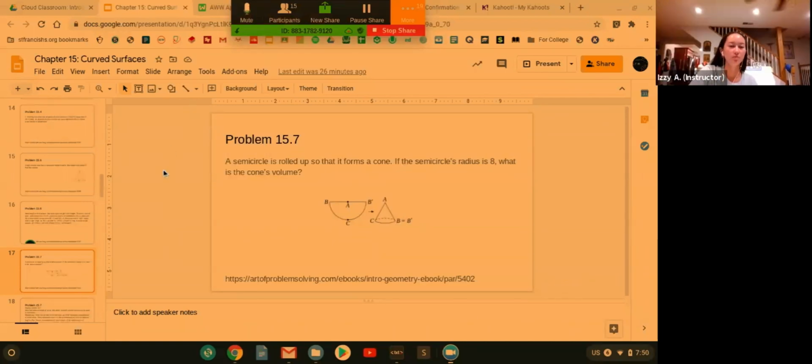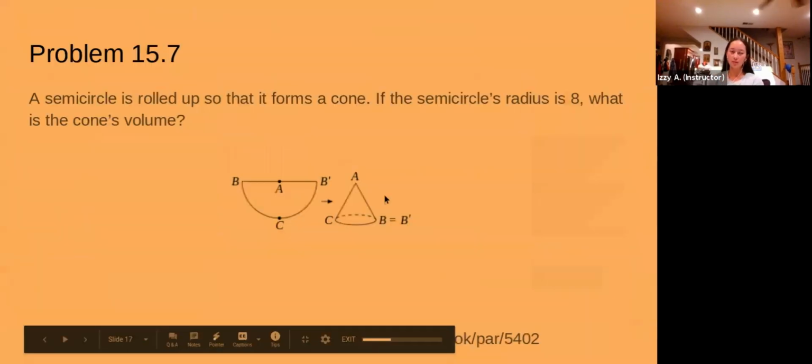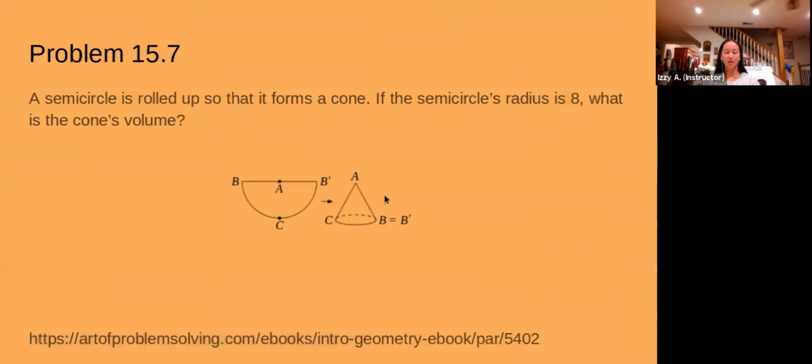Okay, so it's 7:50, so we'll go back to where we just left off with problem 15.7. So a semicircle is rolled up so that it forms a cone. If the semicircle's radius is 8, what is the cone's volume?